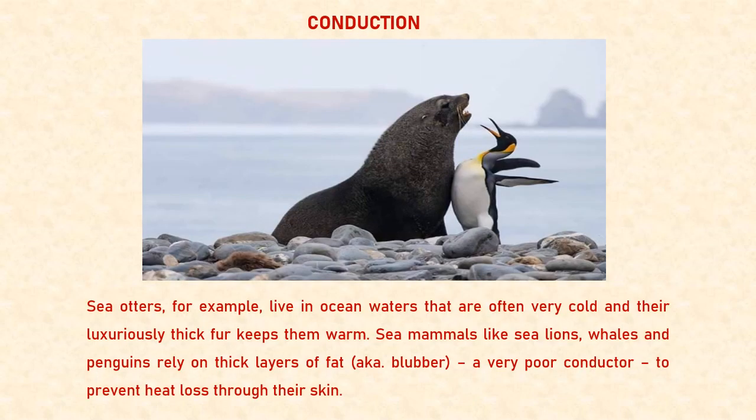Now you see sea otters, for example, they live in ocean waters that are often very cold. So they have a thick fur which keeps them warm. Even sea mammals like sea lions, whales, penguins, they all rely on thick layers of fat, called blubber, which is a very poor conductor of heat, to prevent any loss of heat through their skin.